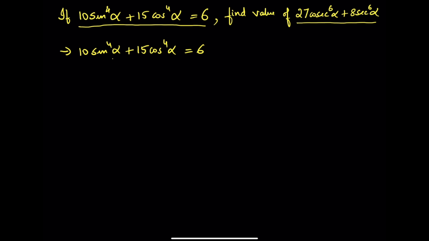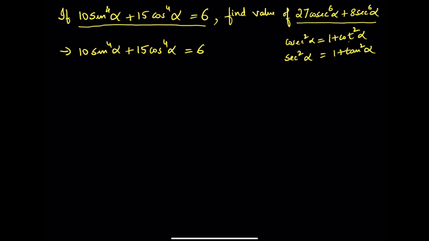So 10 times sine to the power of 4 alpha plus 15 cos to the power of 4 alpha is equal to 6. So there is nothing much we can do here other than adding or altering this equation somehow so that we arrive at any one of the values of a trigonometric function. So cosecant square alpha is 1 plus cot square alpha, and secant square alpha is equal to 1 plus tan square alpha.